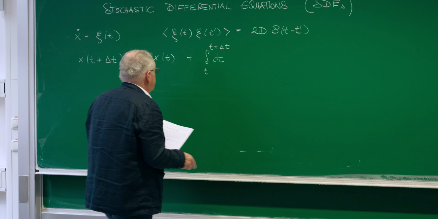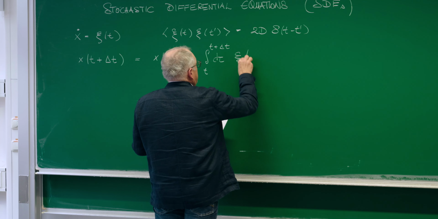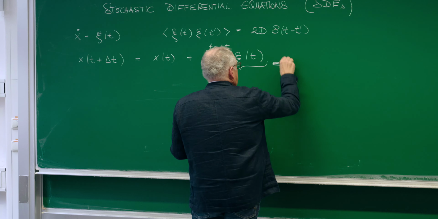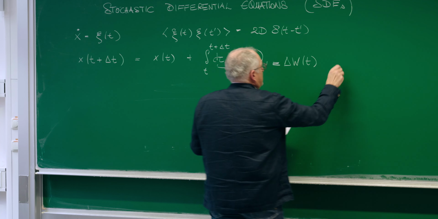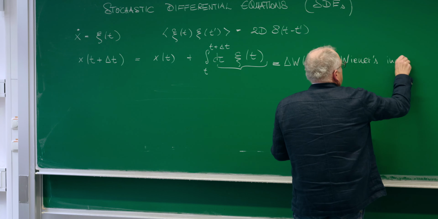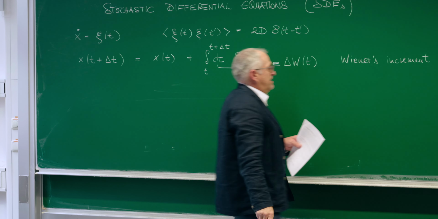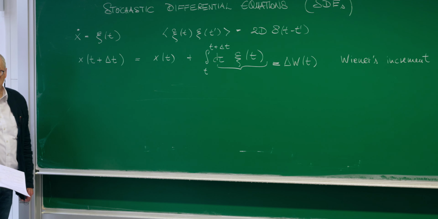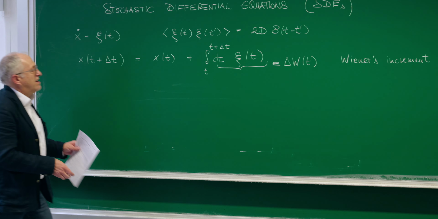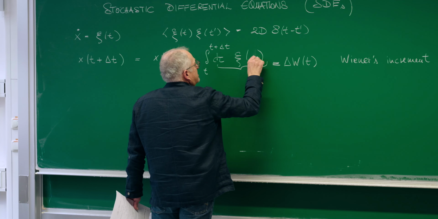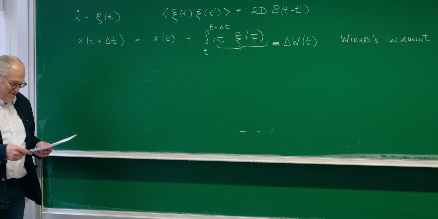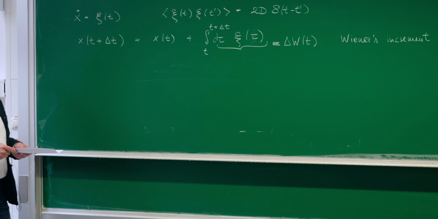All right, and that object over psi of t, that object here I call delta w of t, and this is known as Wiener's increment in the analysis of stochastic differential equations. Pardon? Yeah, sorry. I'm going to mess this up often, I'm afraid. But thanks for correcting me. So that's what this equation is.